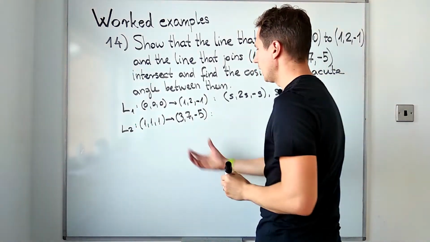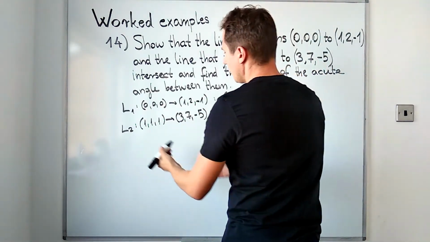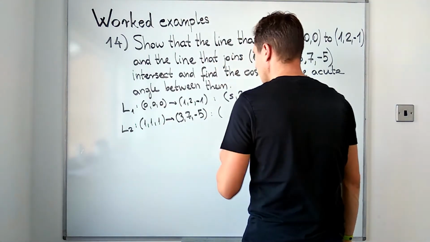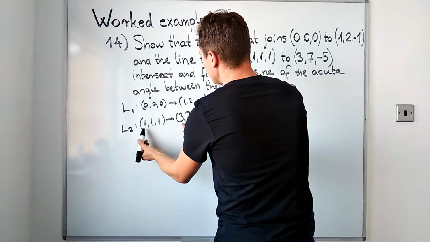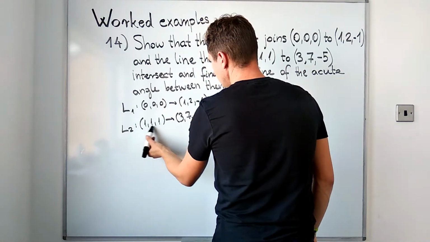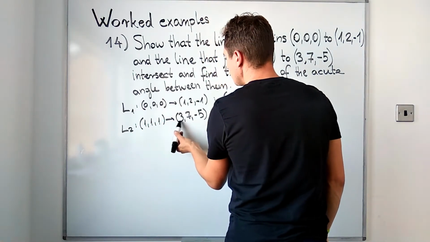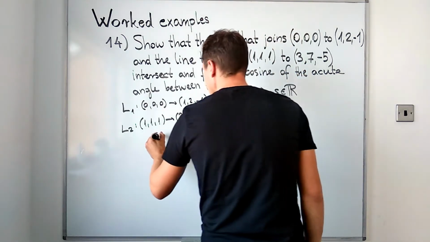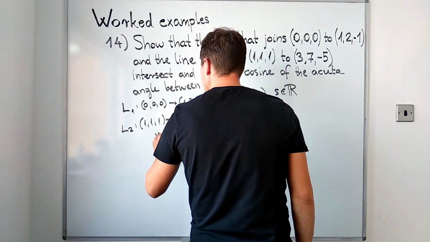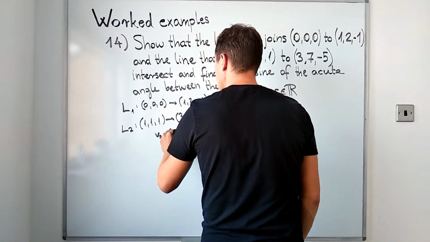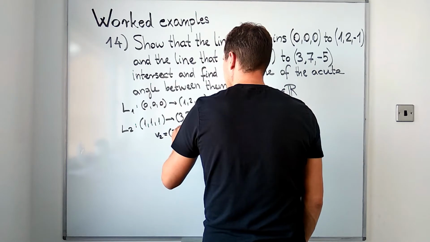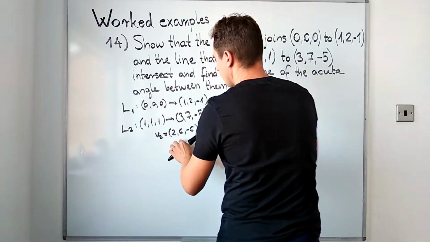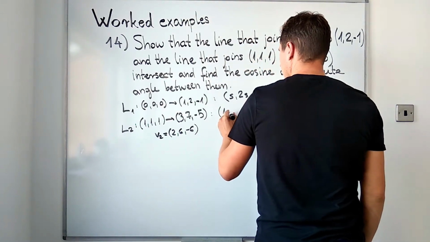What about the other line? For this one, we will need a point on the line, 1, 1, 1, and the vector that points from the point 1, 1, 1 to the point 3, 7, and -5. That vector for this line is the difference of these two vectors, that is 2, 6, and -6. Just take this vector and subtract this vector from it, and you get that vector v2.